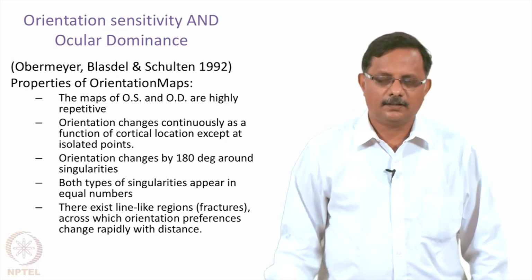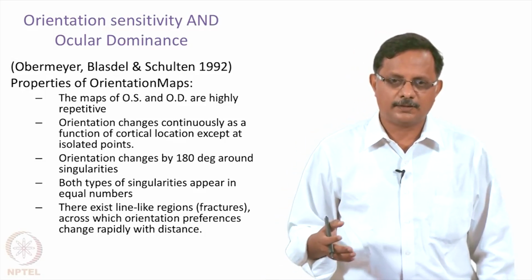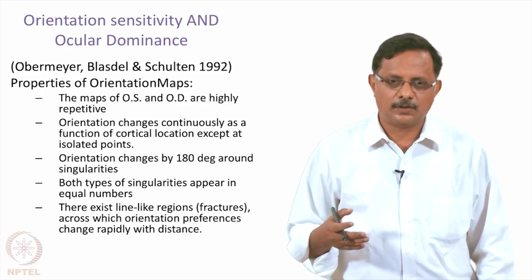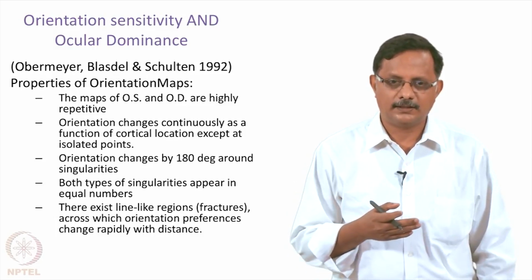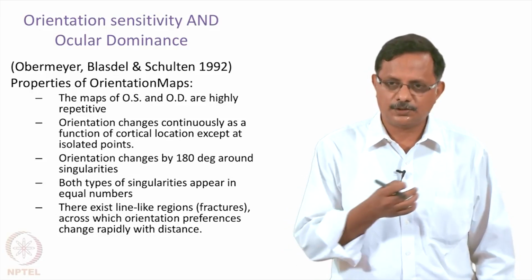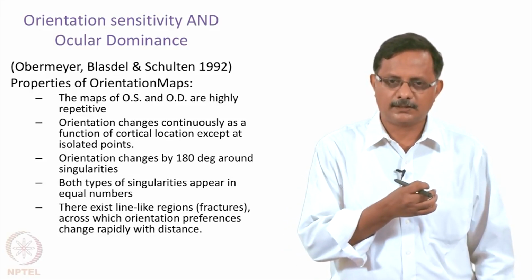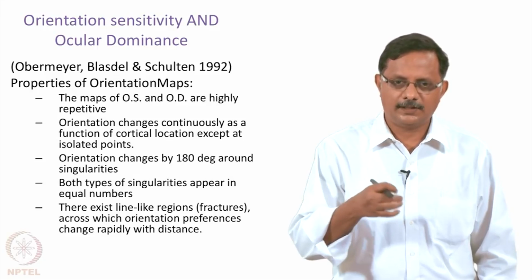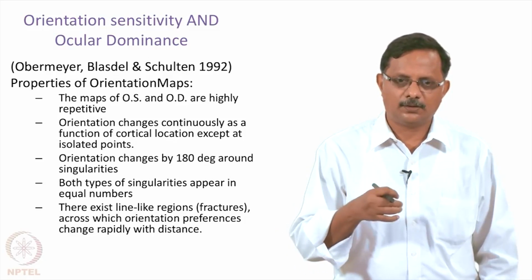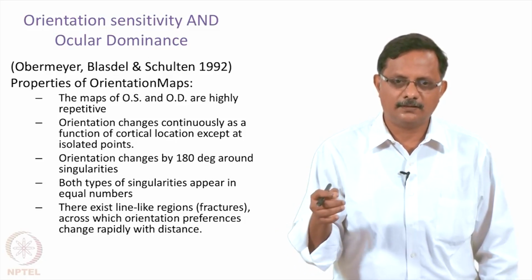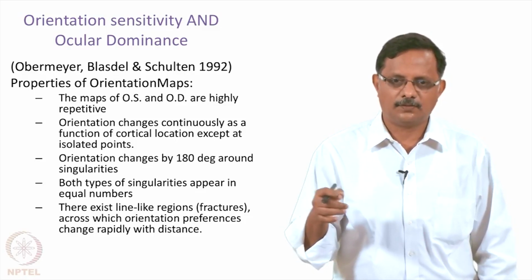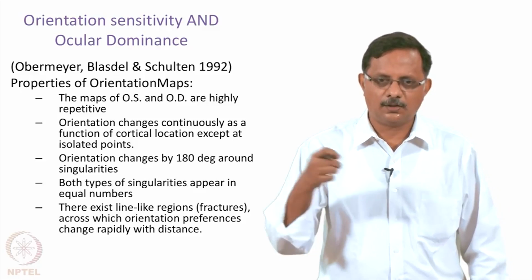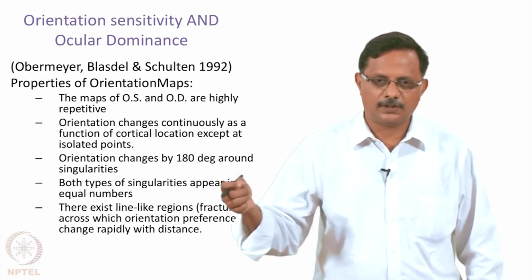So far we have seen two kinds of maps in the primary visual cortex, the orientation maps and the ocular dominance maps. In the orientation maps we have seen that the orientation changes continuously as a function of cortical location. So, as you probe the visual cortex along a line at various points, you will see that the orientation changes over the full cycle from 0 to 180 degrees, and it is periodic. So, therefore, once you reach 180 degrees you start all over again from 0 and you progress towards 180 degrees again.